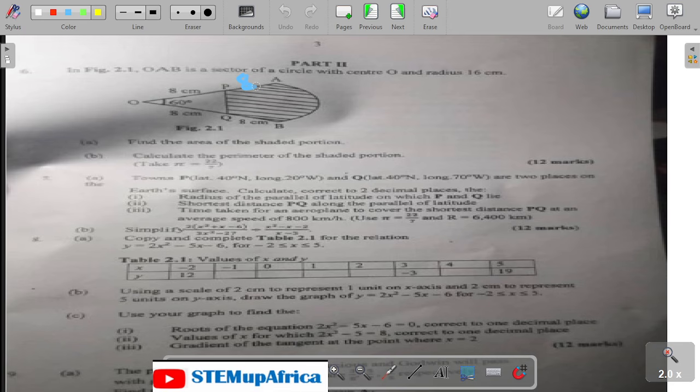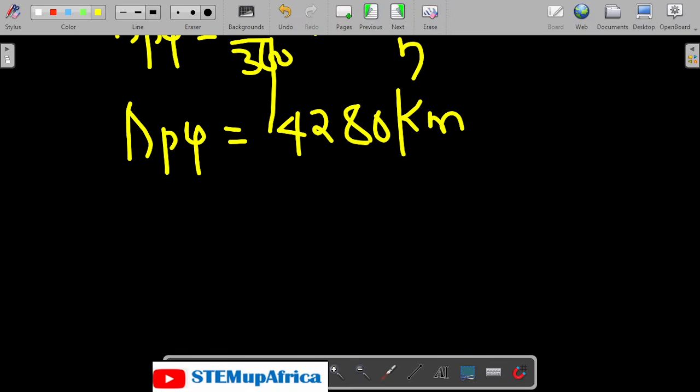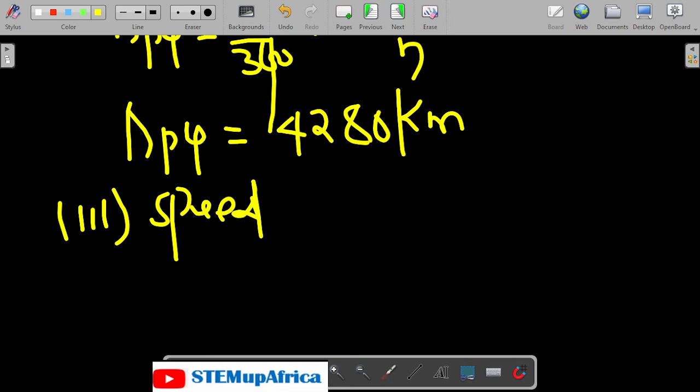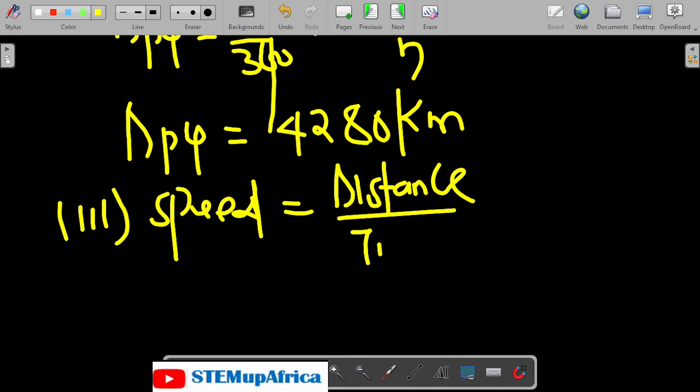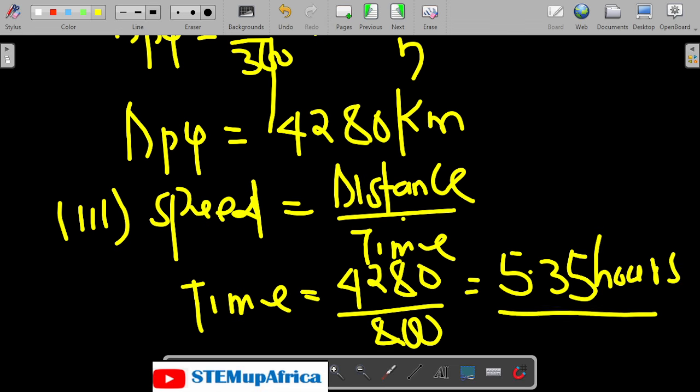Then remember we got 3. We should calculate the time it takes to cover the shortest distance at an average speed of 800 km per hour. So we know that speed is equal to distance over time. So the time is simply the distance, which is 4280, divided by the speed, which is 800. By calculation, I'm now having 5.35 hours. That's the time it takes.